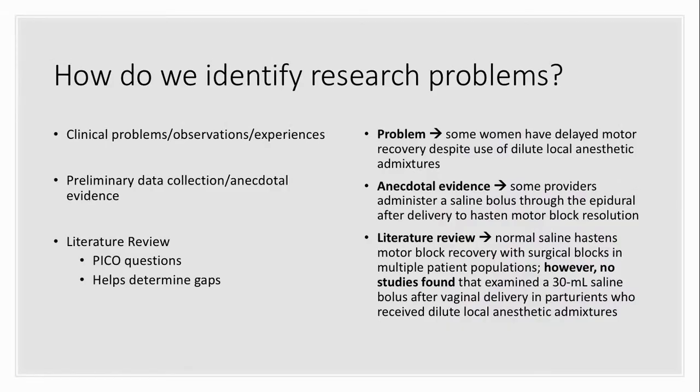How do we identify research problems? Well, these may be clinical problems or observations from our day-to-day practice. So here's an example from a study we did with some of my SRNAs a number of years ago. Some women we noticed have delayed motor recovery despite dilute local anesthetic admixtures after vaginal delivery. Anecdotally, we saw some providers who used to administer a saline bolus through the epidural catheter to hasten motor block resolution. But there was a lot of research in surgical populations, but not a lot in the OB literature, specifically in women getting a laboring epidural.